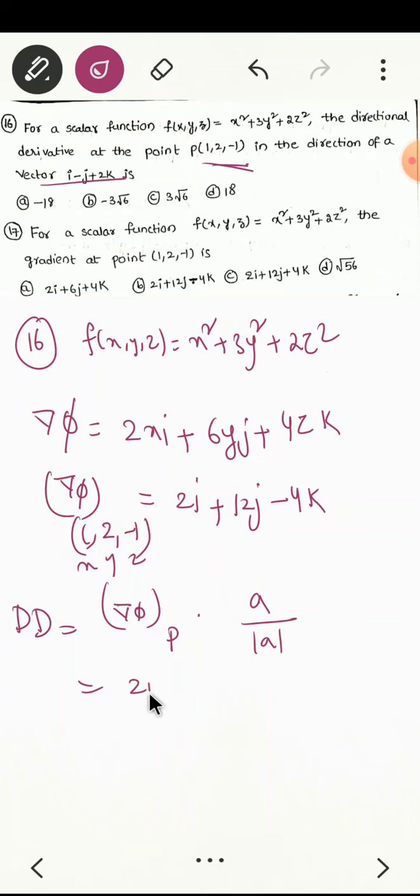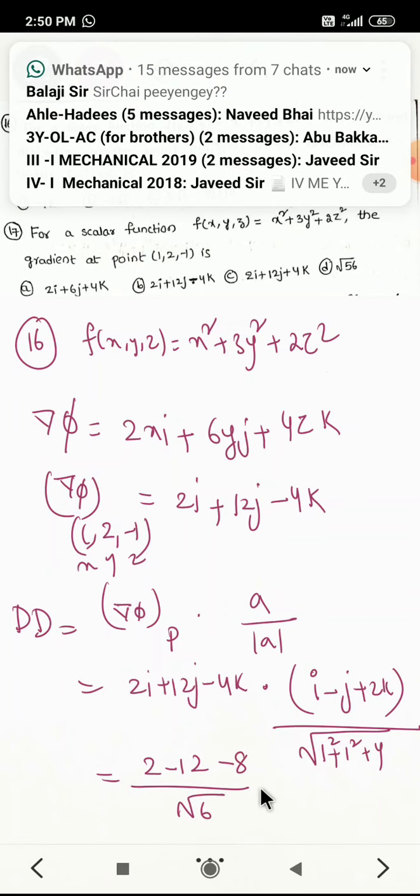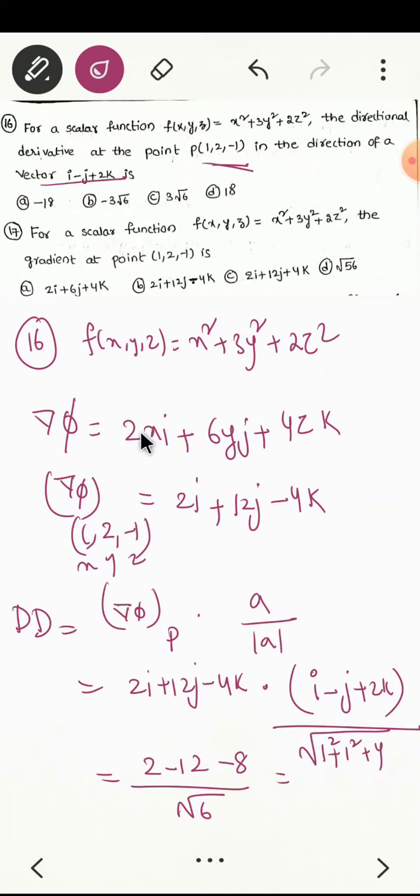So 2i plus 12j minus 4k dot a, which is i minus j plus 2k, divided by mod a, root over 1 plus 1 square plus 1 square plus 4. What will you get? Dot product: 2 minus 12 minus 8 by root over 6. Okay, so upon solving I am getting it as minus 3 root 6. Okay, that is the thing.